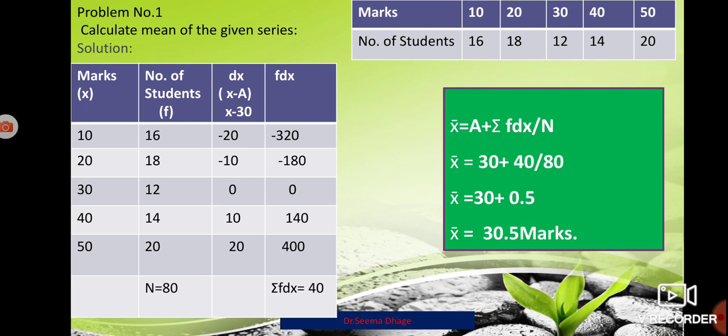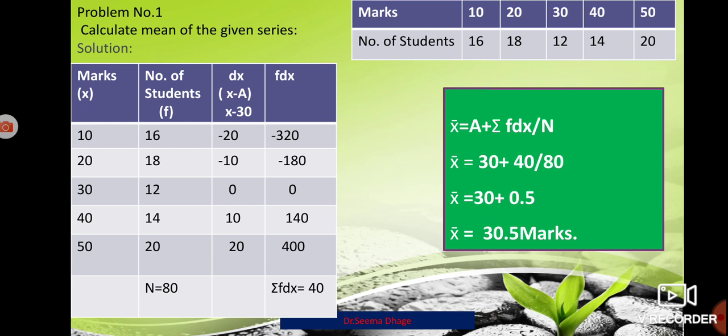So we have to take sigma f dx, which means we have to obtain the sum of these products. So minus 320 plus minus 180 plus 0 plus 140 plus 400. Our sigma f dx is 40.